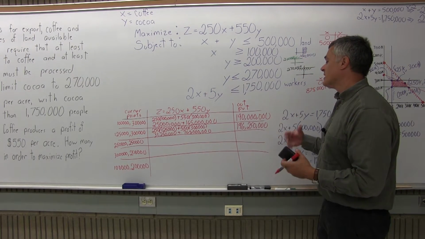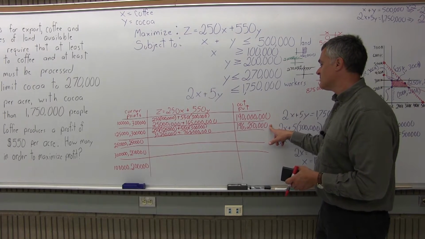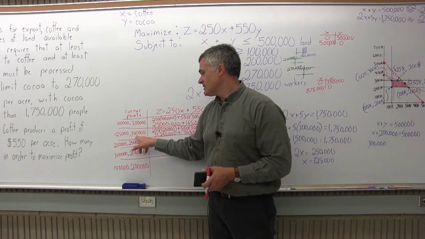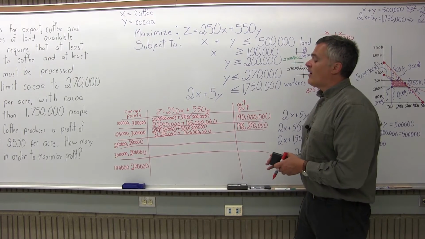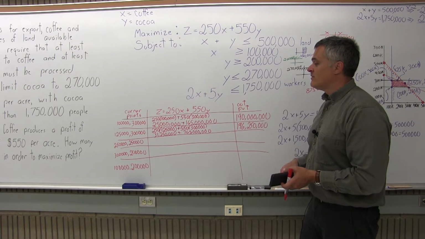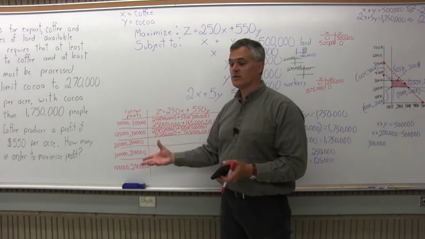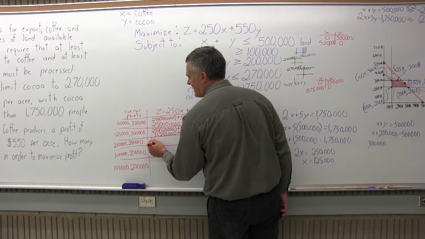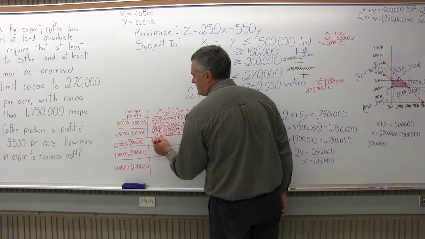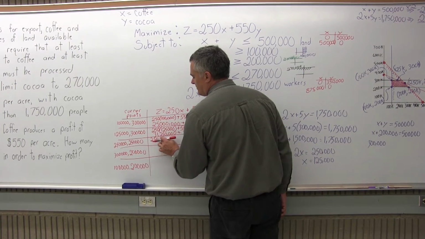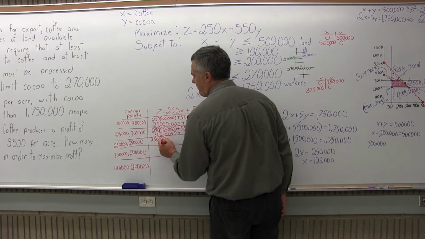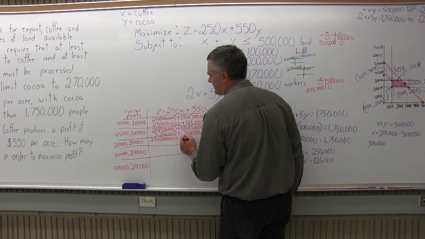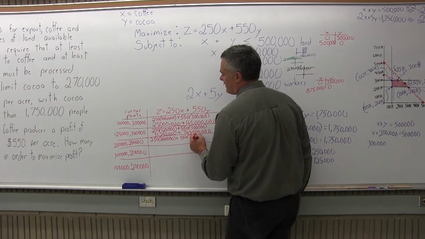So a little more profit on my next corner point. I'm seeing a profit of 196,250,000 by growing 125,000 acres of coffee and 300,000 acres of cocoa. Now, I'm in the middle row of my chart, 250,000 for coffee, 250,000 for cocoa. Let's see how much profit that will result in. So the 250x becomes 250 times 250,000, and the 550y becomes 550 times 250,000.